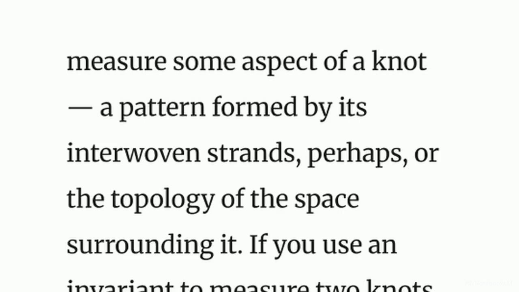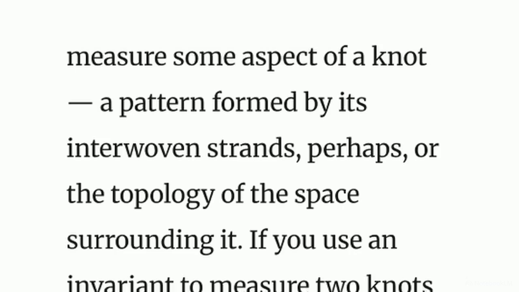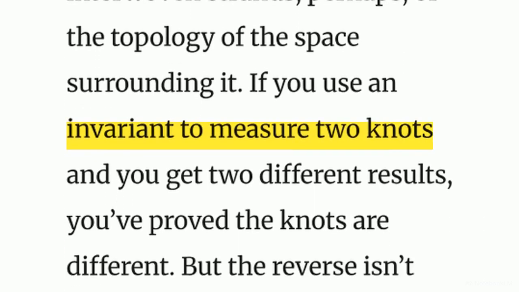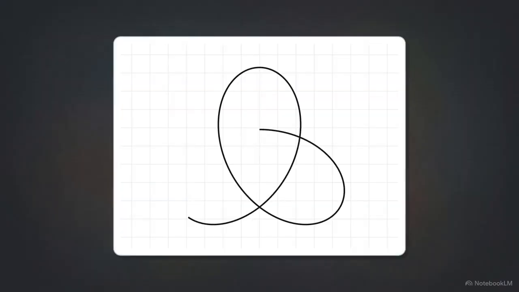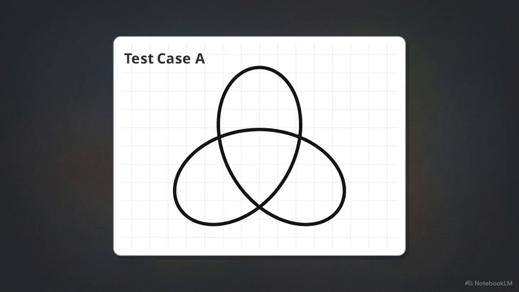In mathematics, a knot's ends are permanently fastened. You can move internal strands, but never untie the structure. To prove two knots differ, mathematicians use invariants, tools that measure a fixed aspect, like the specific pattern formed by its interwoven strands. You can see how this works by drawing a simple knot on a piece of paper, like the loop in a shoelace.